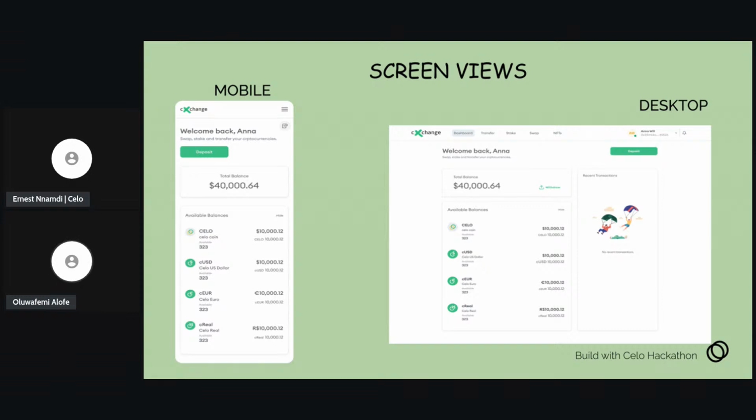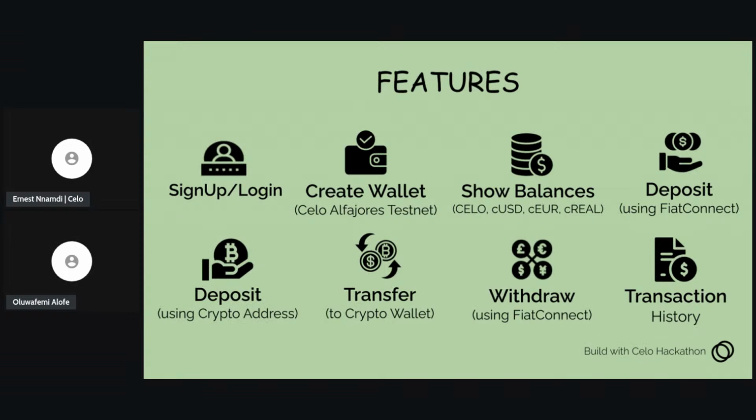The whole idea is that once the user signs up on the app, a wallet address will be generated for them that they can use to hold any of these tokens: Celo USD, Celo Euro, and so on. They can receive any of these tokens, and they can transfer them out, and they can deposit into the app, also by transfer or by Fiat-connect.